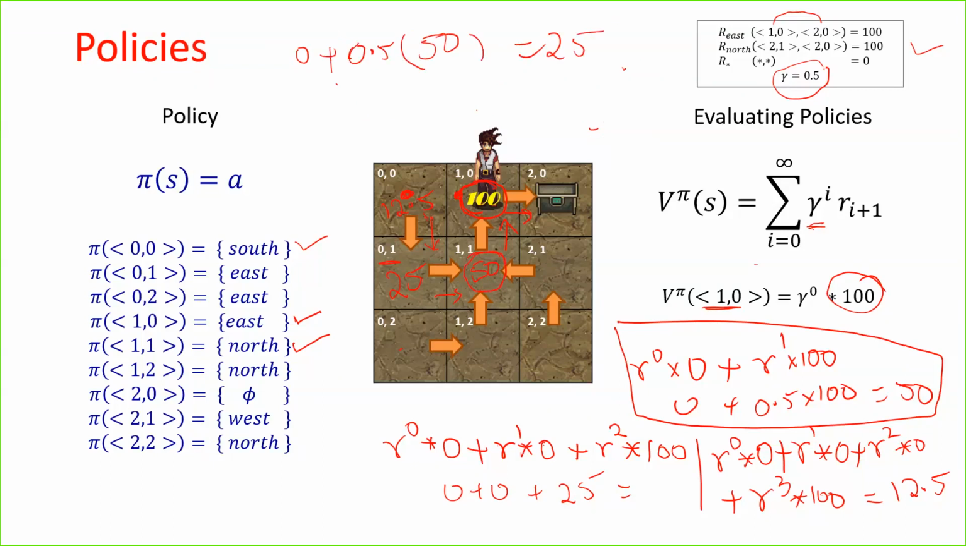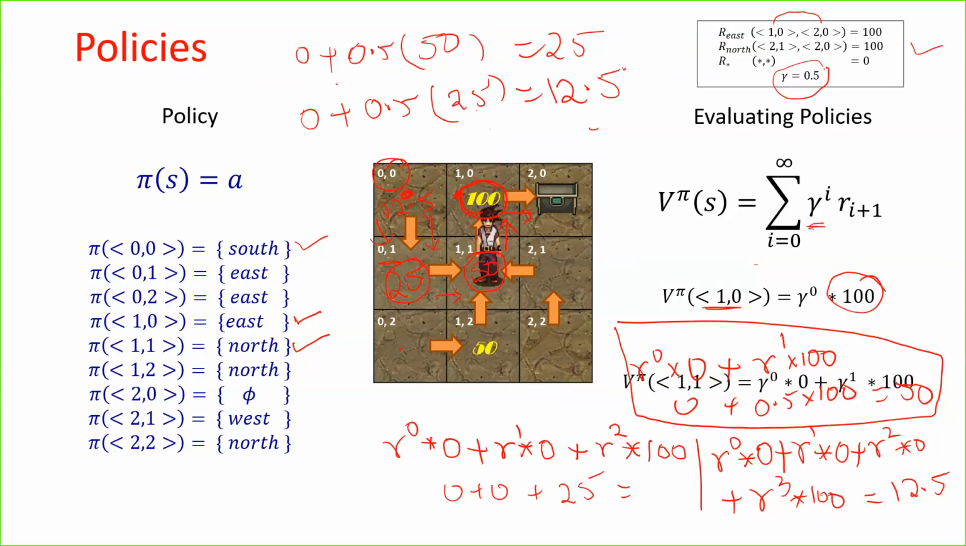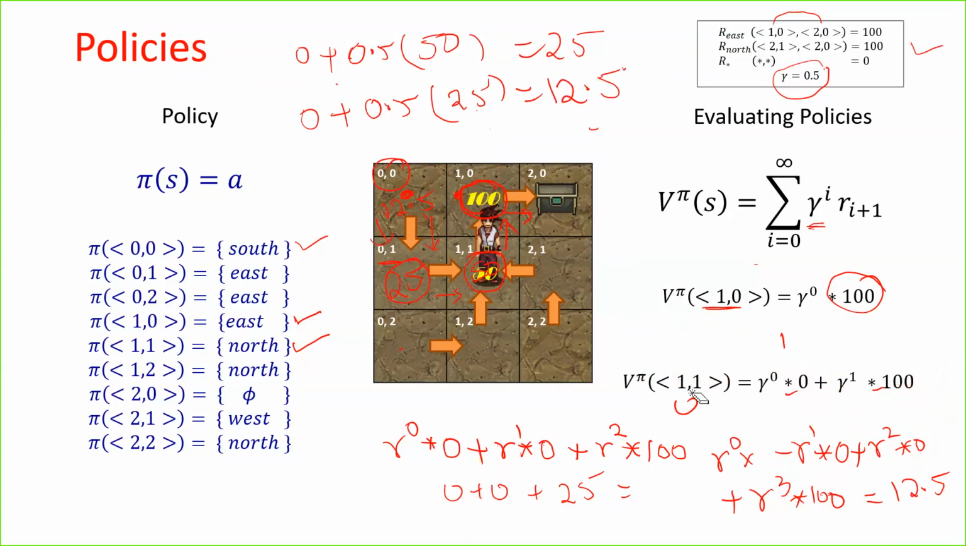You can check for this 0, 0. What is the immediate reward? 0. And what is the value function at the next state? That is 25, so this is 12.5. So you can define a recursive function and solve with it, instead of recomputing things again and again. This is the same thing we are explaining here. Please see that. Let me erase.